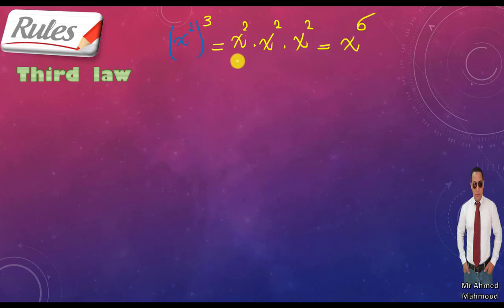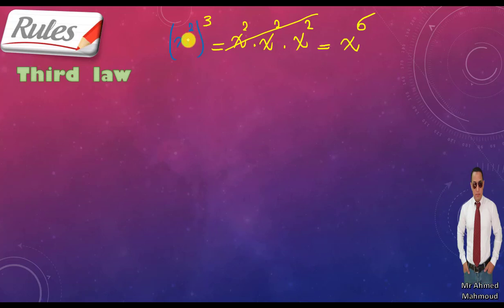I can skip this step and deduce the relation between 2 and 3 and 6. Here 2 times 3 equals 6. So if I have a power inside the bracket and a power outside the bracket, I'm going to multiply the two powers.